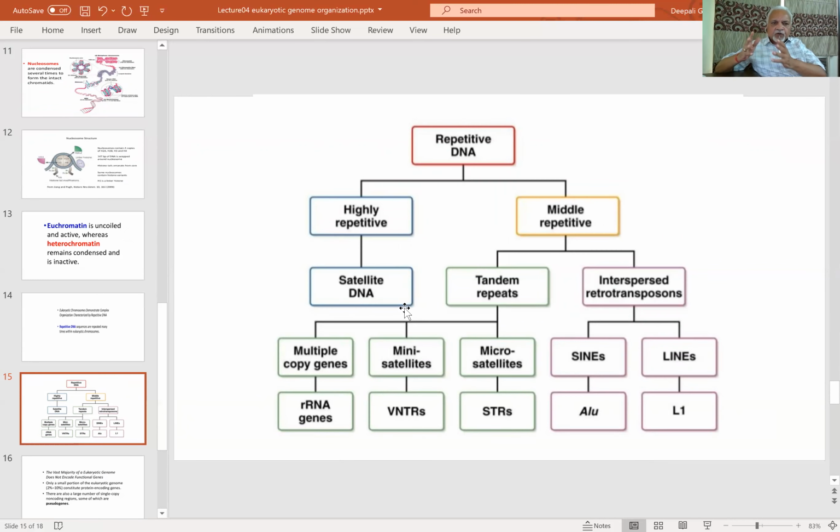Now we know, after the genome has been sequenced and analyzed bioinformatically, that there are different categories of repetitive DNA. You have highly repetitive DNA, which is satellite DNAs, and middle repetitive DNA, which is tandem repeats or interspersed retrotransposons. In that, there are rRNA genes, VNTRs, STRs, and ALU and L1, that is SINEs and LINEs. These are the different kinds of repetitive DNA seen in the genome of eukaryotes in general.